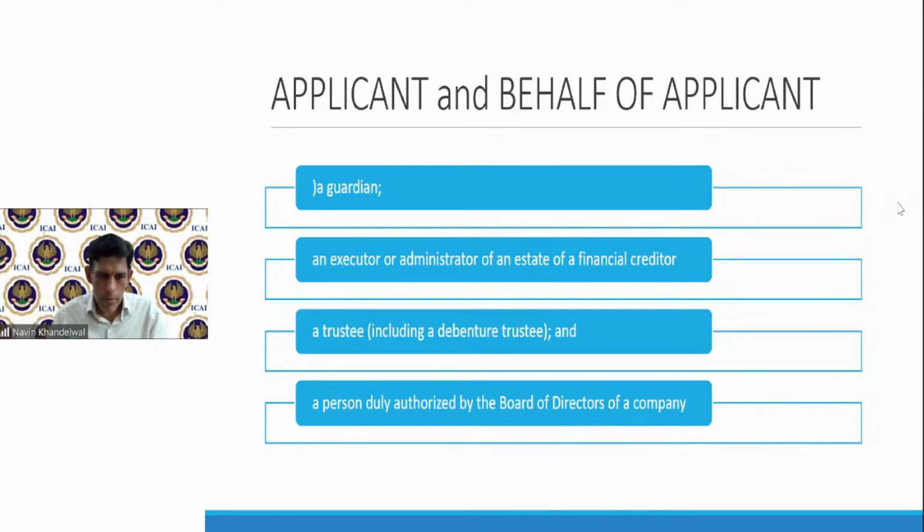Now, on behalf of the applicant, let's say in case it is a guardian, a guardian can apply. In case of debentures, there's a trustee, so trustees on behalf of the applicant, or any person who has been appointed by the board of directors of the company. So they are the people who can apply on behalf of the applicant.